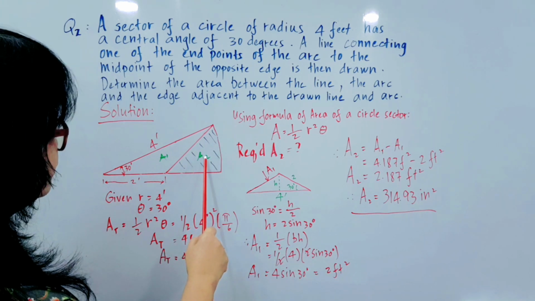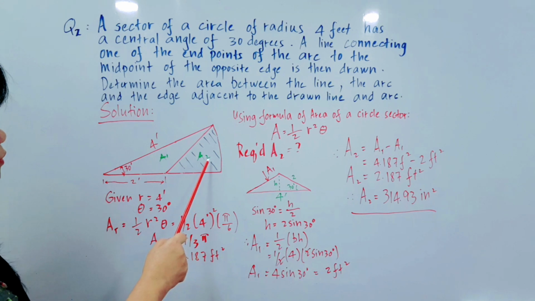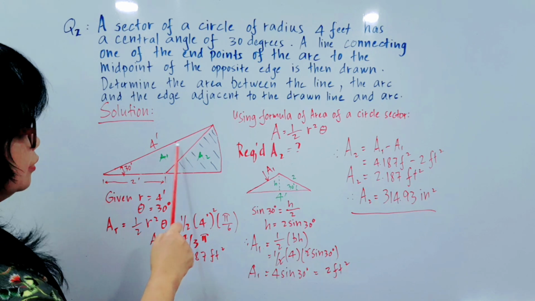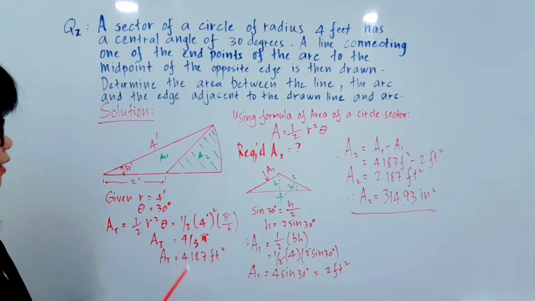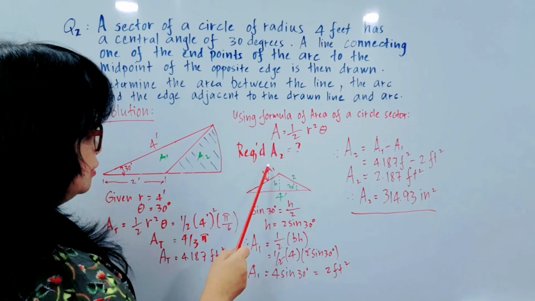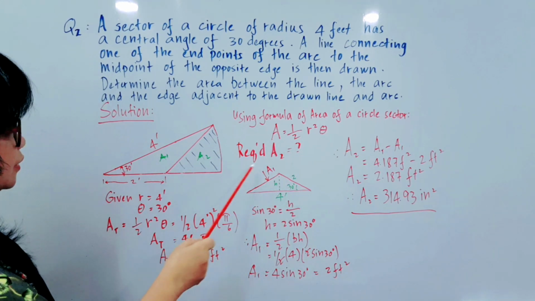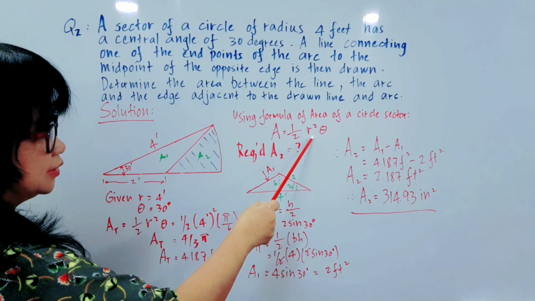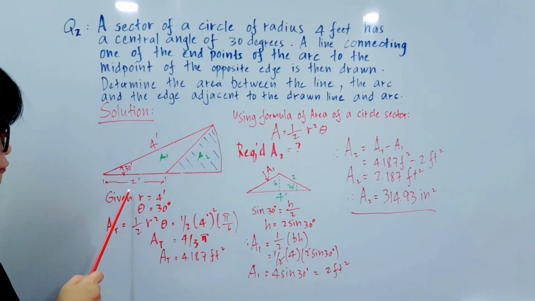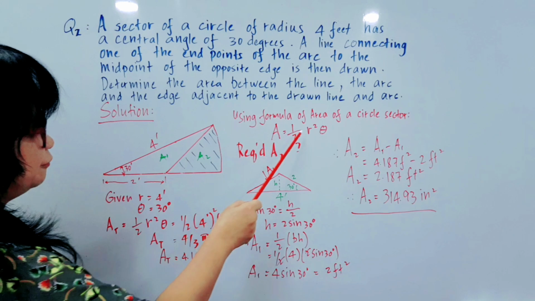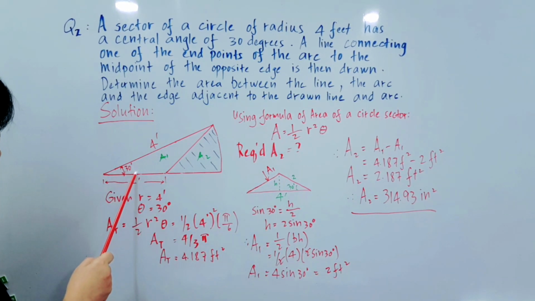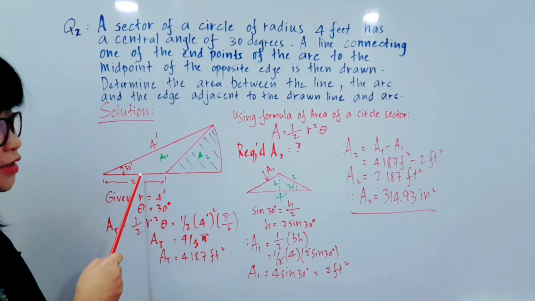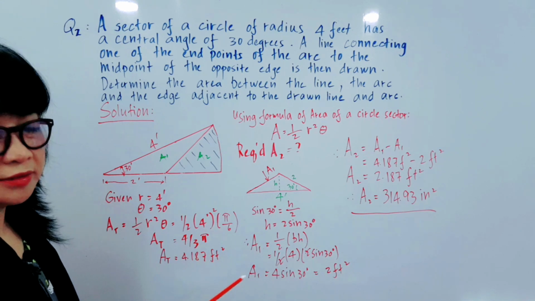As I said earlier, we are looking for the area between the line, the arc, and the line adjacent to the drawn line and the arc. So the area of a circle sector is equal to 1/2 the radius squared times the central angle. Therefore, r is equal to 4 and the central angle is equal to 30 degrees. Now, 30 degrees can be changed into pi over 6 in radians.